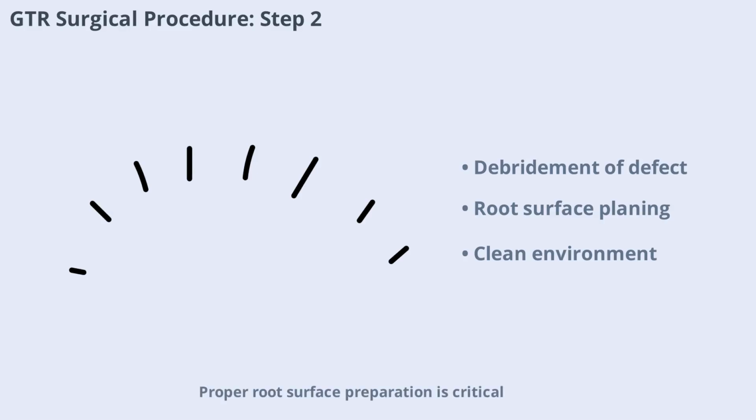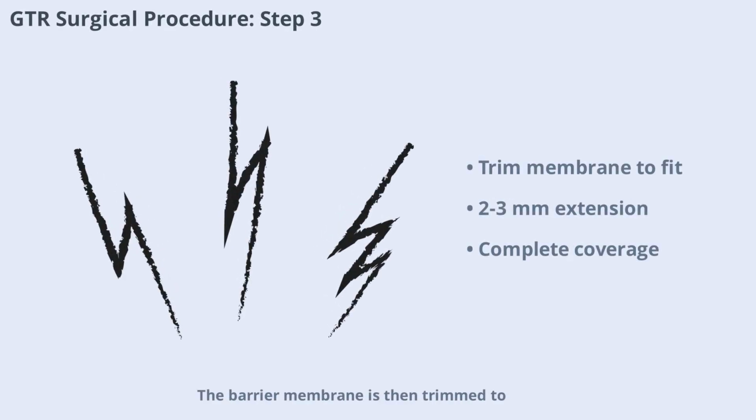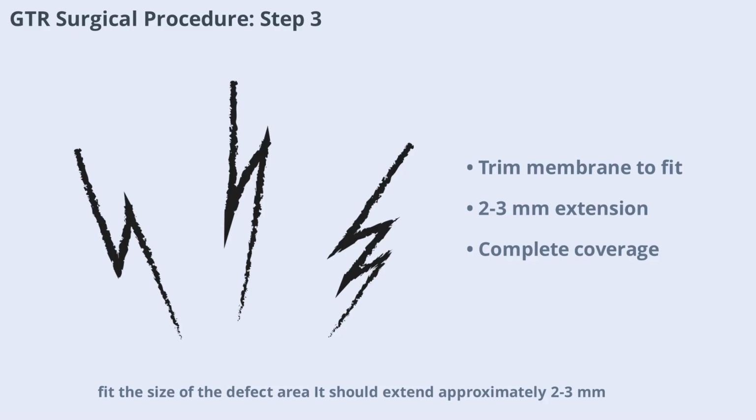Proper root surface preparation is critical for successful membrane adaptation and tissue healing. The barrier membrane is then trimmed to fit the size of the defect area. It should extend approximately 2 to 3 millimeters beyond the defect margins on all sides. This ensures complete coverage and effective exclusion of unwanted cell types, setting the stage for optimal regeneration.